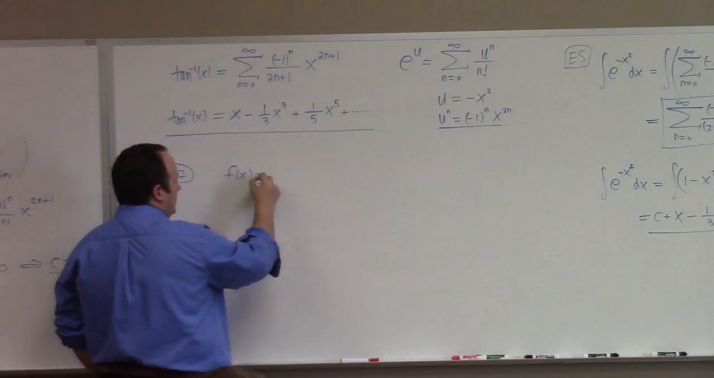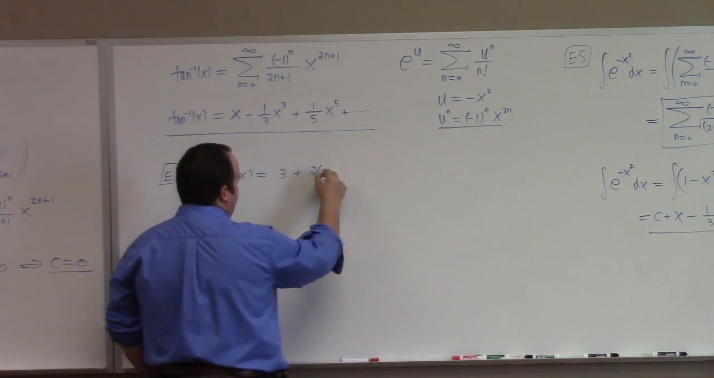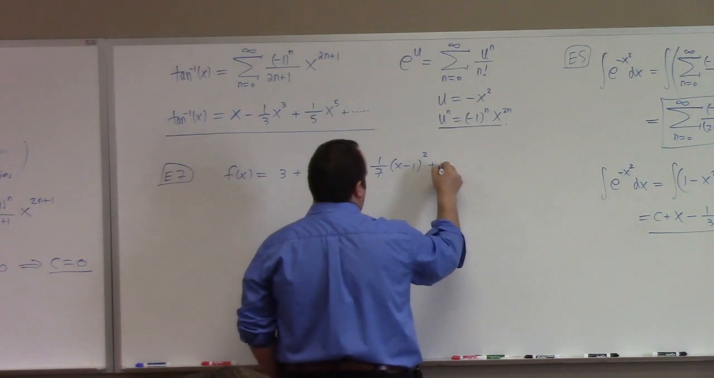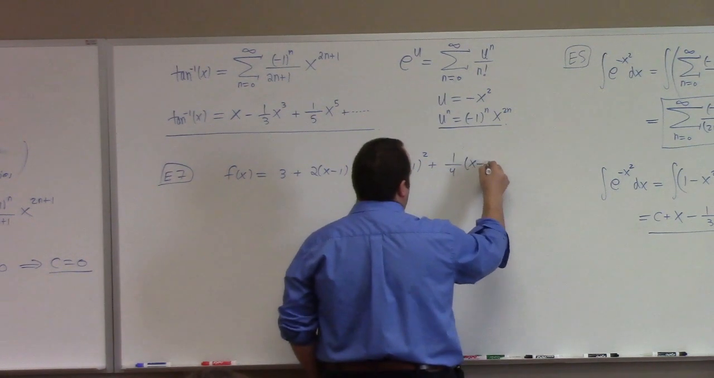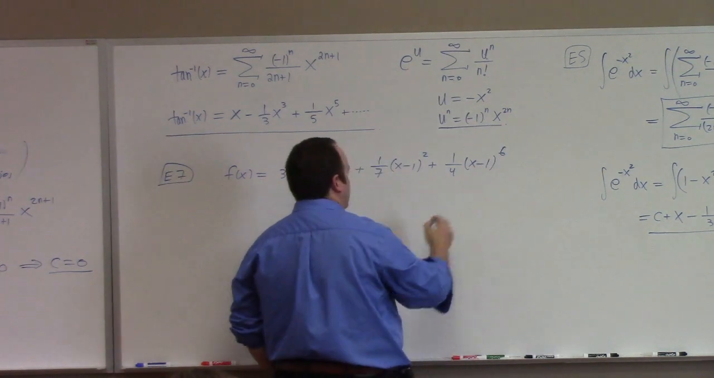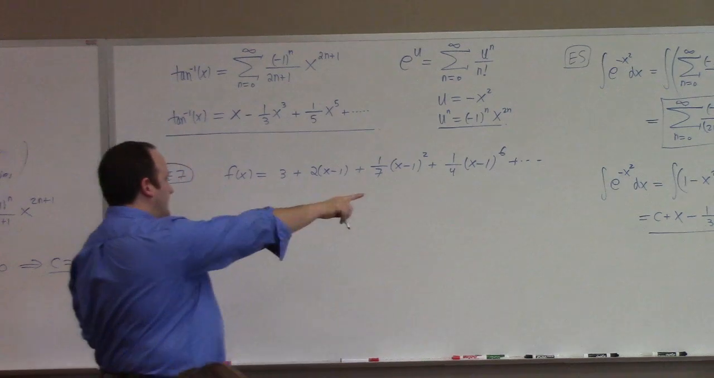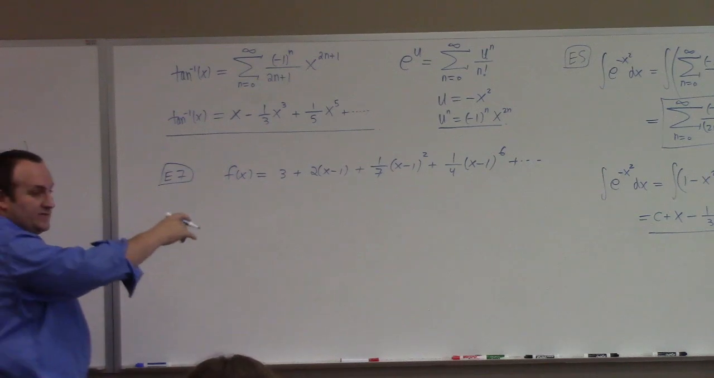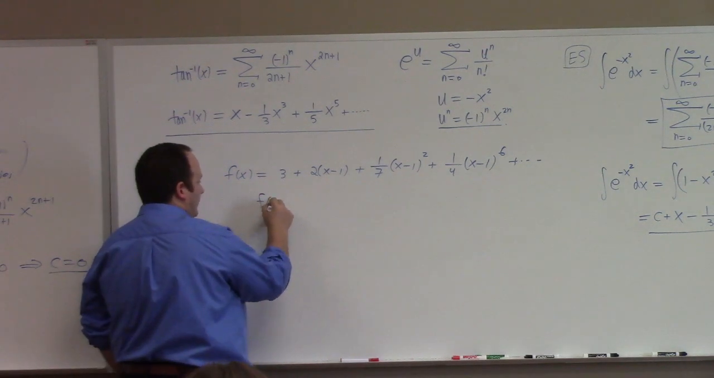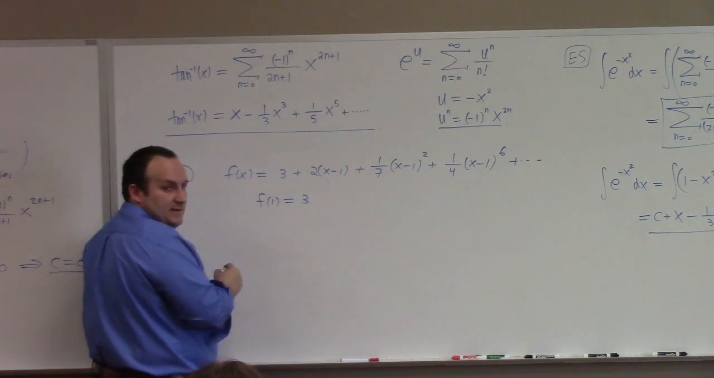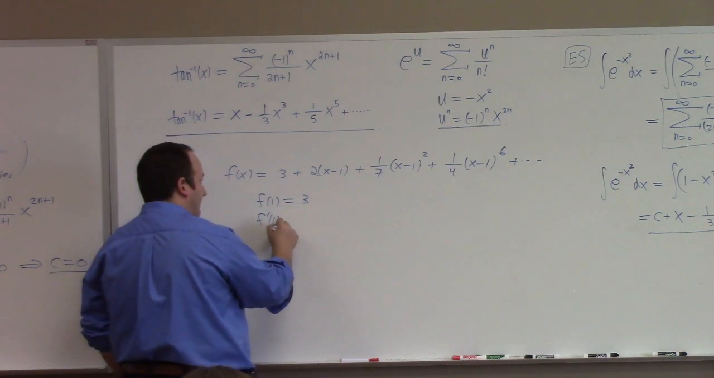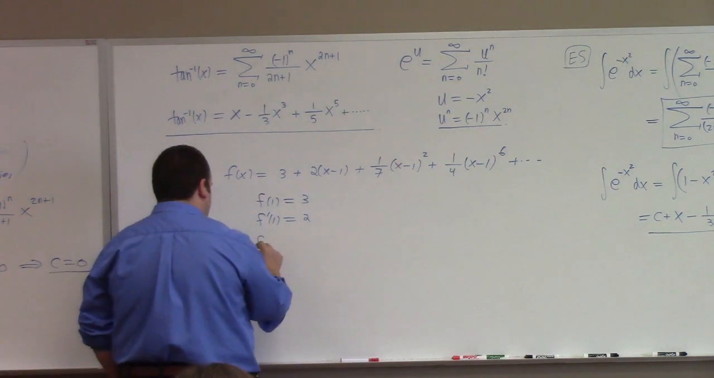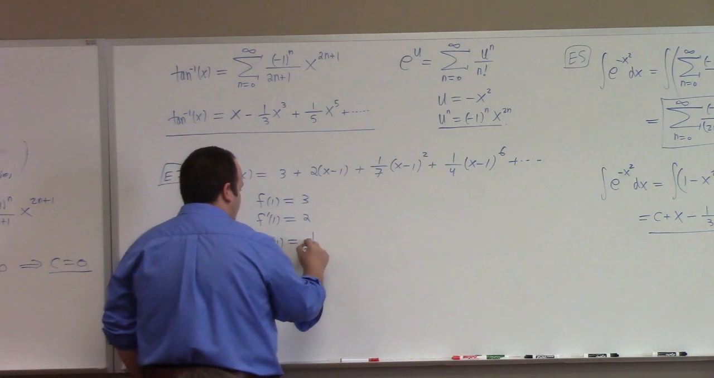Listen, if I have f of x is equal to 3 plus 2 times x minus 1 plus 1/7 times x minus 1 squared plus 1/4 times x minus 1 to the 6th plus dot, dot, dot. If I have this power series expansion for f, from this I can read derivatives. From this I can tell you f of 1 is 3. I can tell you f prime of 1 is 2. I can tell you that f double prime of 1 is 1/7. Why am I wrong?